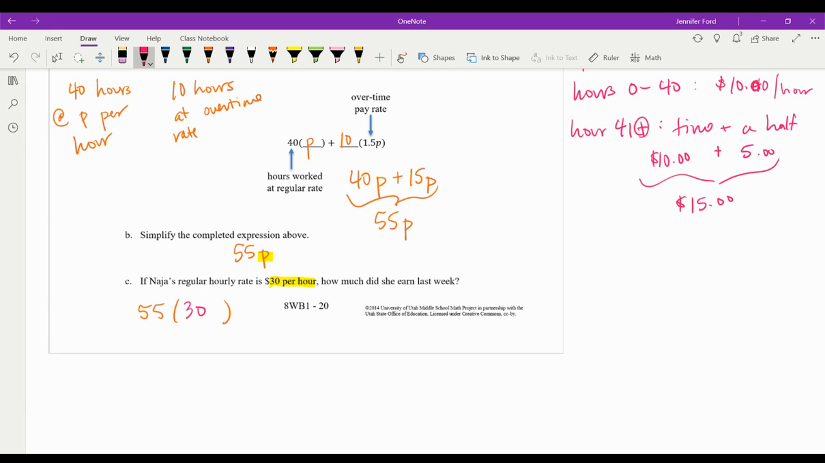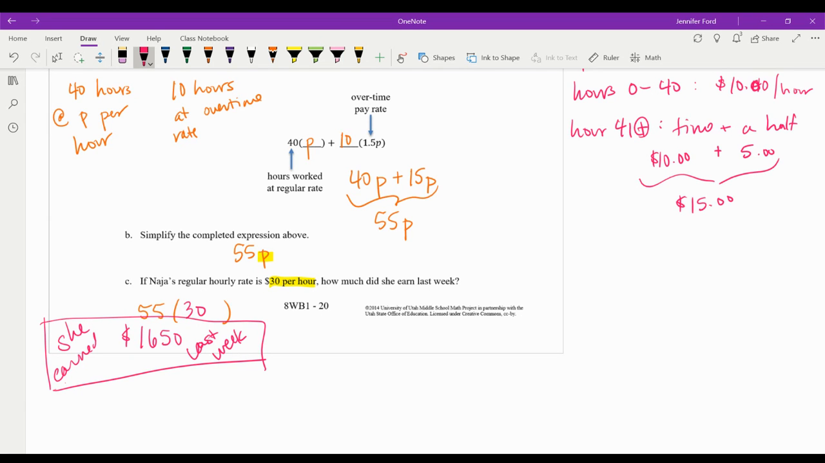55 times 30 is $1,650. Oh my gosh, I cannot write right now with my pen. $1,650 is how much she earned last week. Okay. So she earned $1,650 last week.